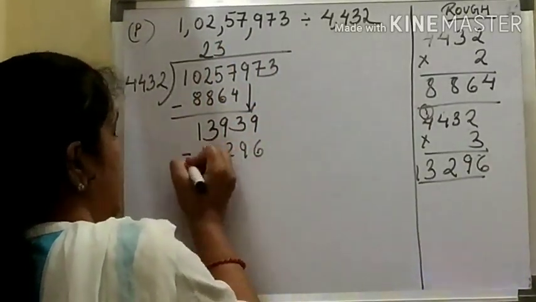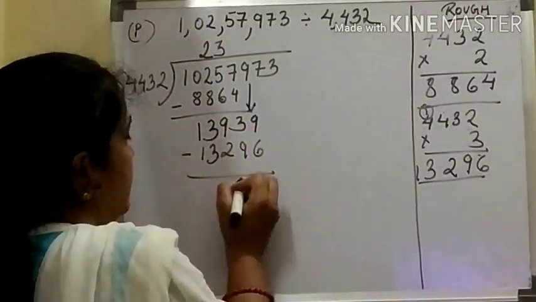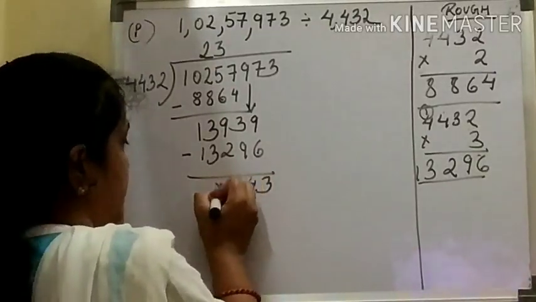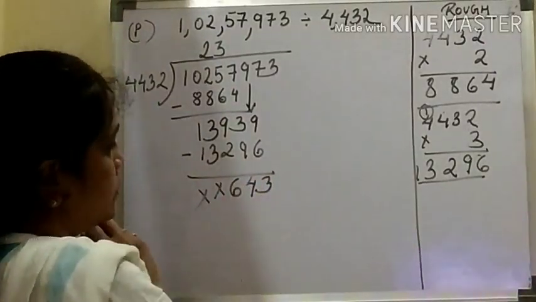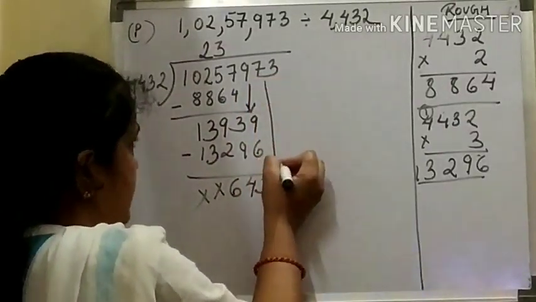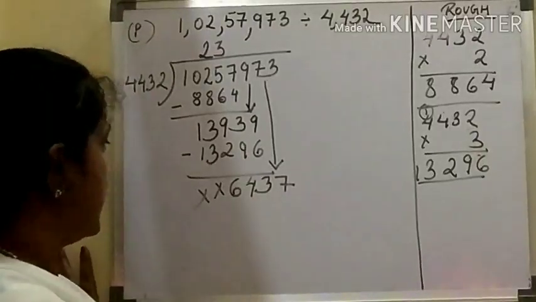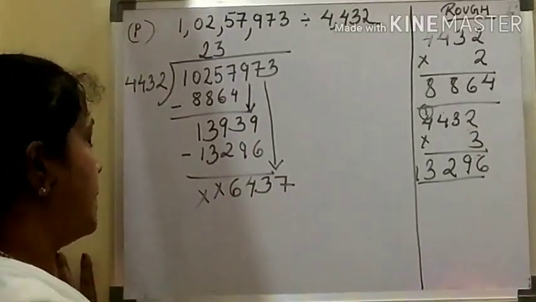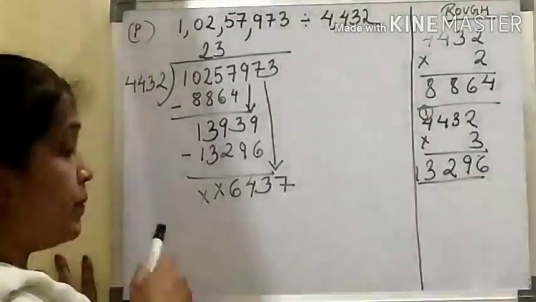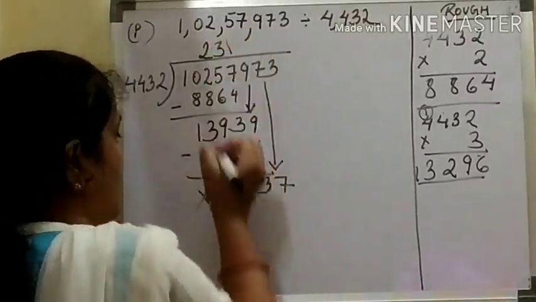13296. Now when we subtract, 9 minus 6 it is 3. 13 minus 9 it is 4. 8 minus 2 it is 6. I got 643. Now I am going to bring down this 7, that means 6437. When I brought it down, by which number will it go? Naturally, seeing 4432 and 6437, it will go by 1 only.